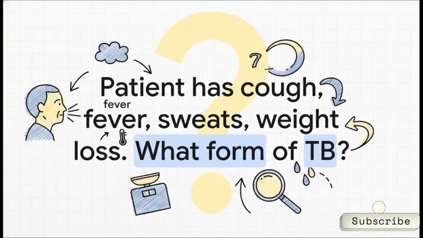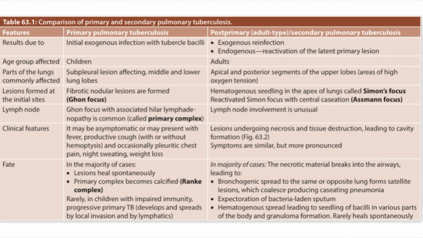Now have a look at this. This is your classic textbook clinical scenario. An older patient with a cough that won't go away, fever, night sweats, and they're losing weight. You're going to see this pattern again and again, I promise you, in your exams and on the wards. The moment you see this, your brain should be screaming reactivation or secondary tuberculosis.